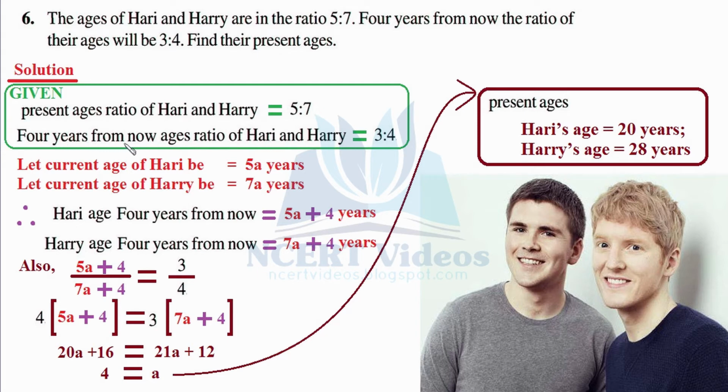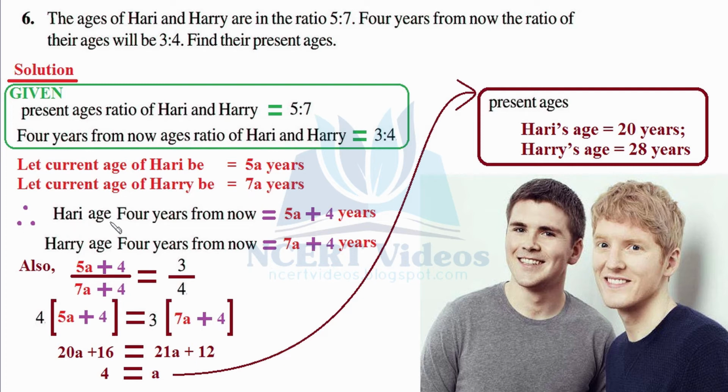which we shall find based upon our another hint, which is 4 years from now, their ages ratio would change to 3:4. So if they are right now 5a and 7a, after 4 years, their ages will be increased by addition of 4 to these current ages. This simply means if you are 12 right now, after 4 years, you will be 12 plus 4, that is equal to 16 years old.